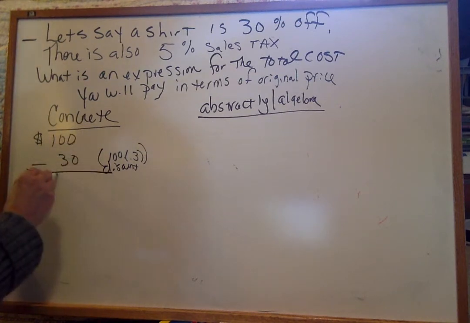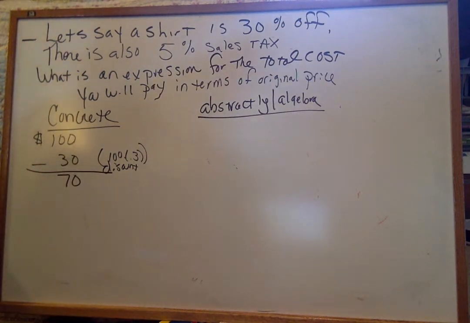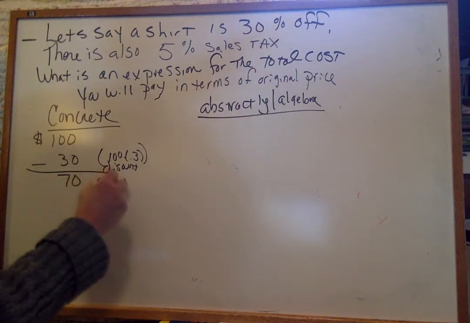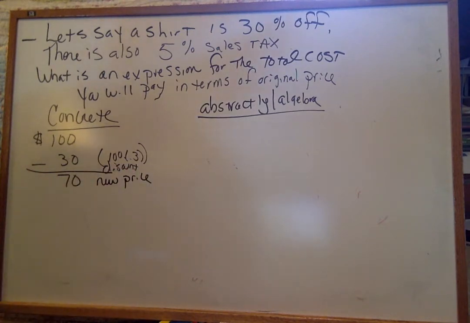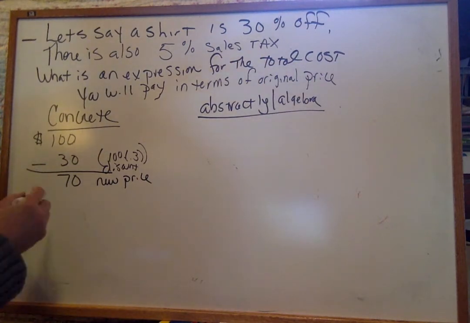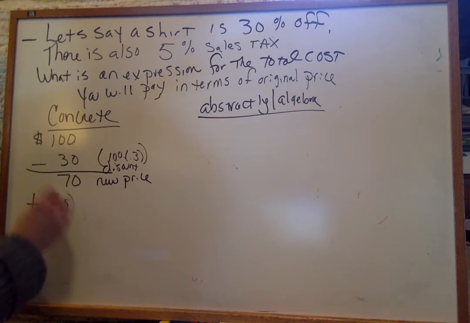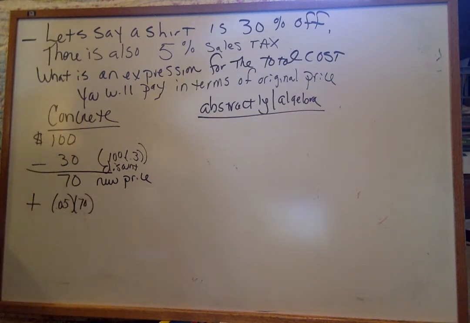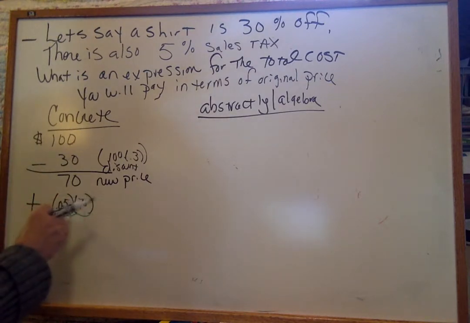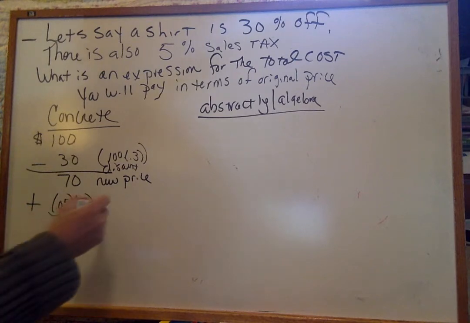So now our $100 shirt now costs $70, right? So that's the new price, or the sale price, whatever you want to call it. Now we have to add in the tax. See this? We subtracted because we were getting a discount, but tax is an addition. How much? 5% of the $70. This turns out to be $3.50 you would pay in tax.